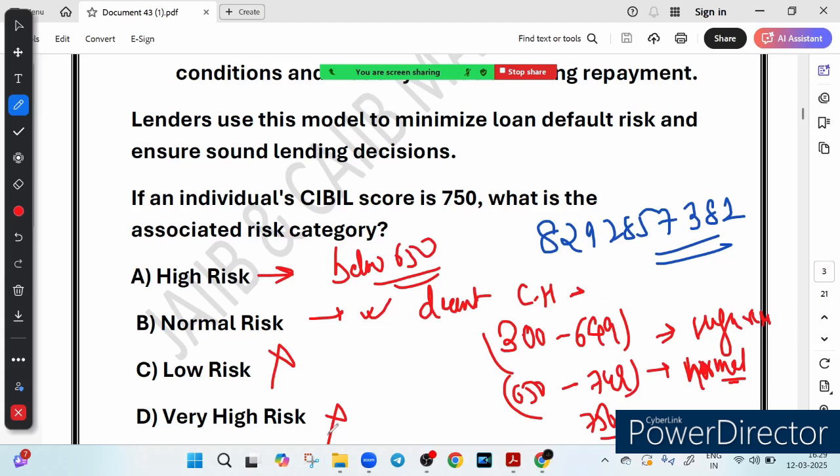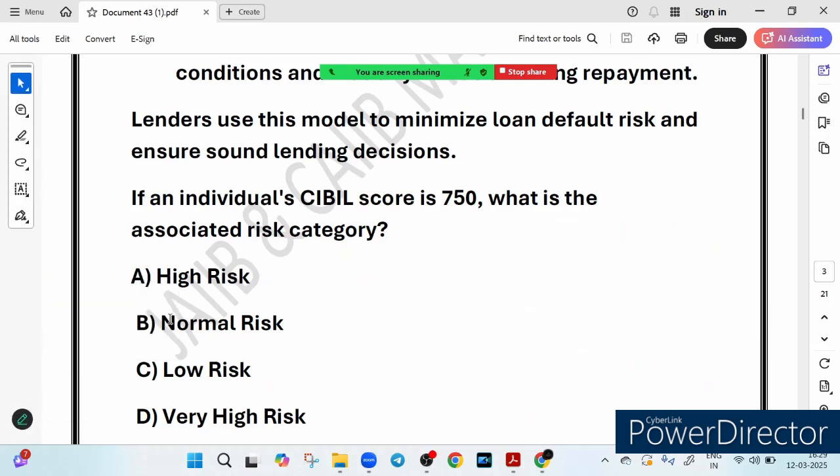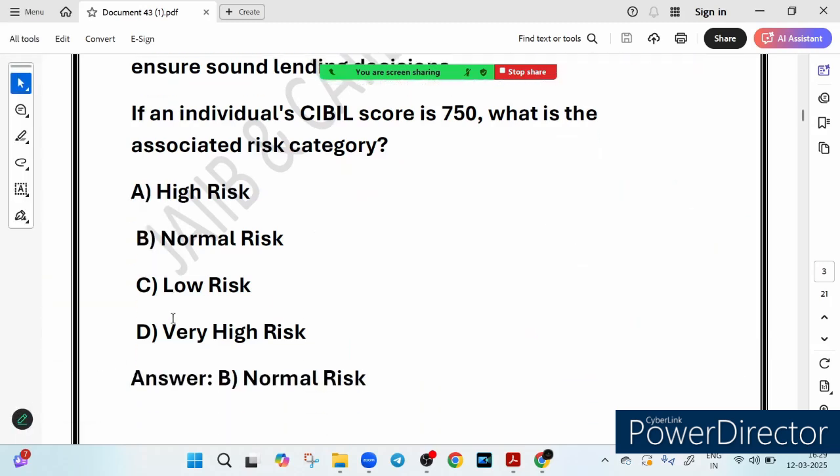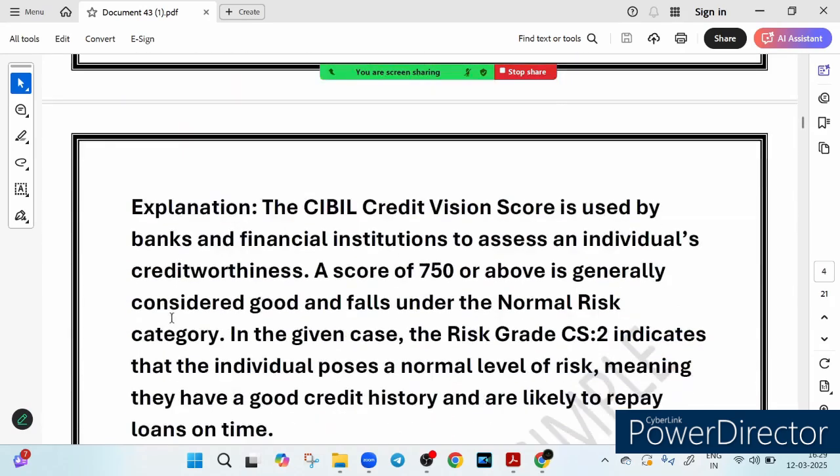So the final summary from this discussion is that CIBIL score is a measure of credit worthiness ranging from 300 to 900, right? 750 plus is a good score and falls under the normal risk category. High risk below 650, normal risk 650 to 750, 749 to be more precise.